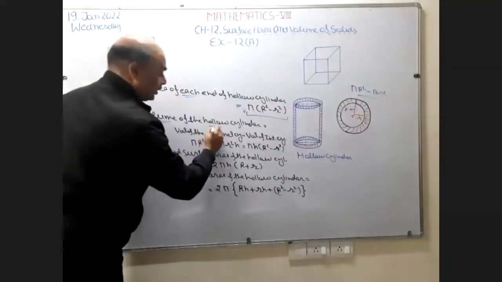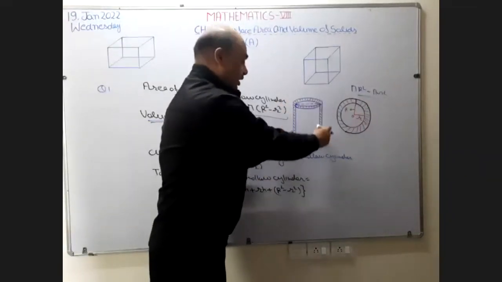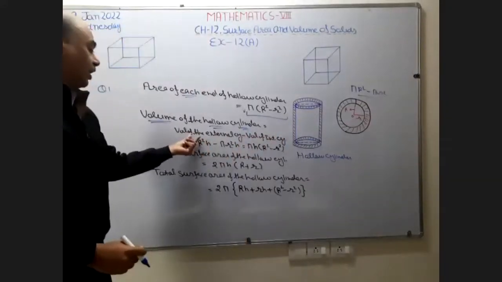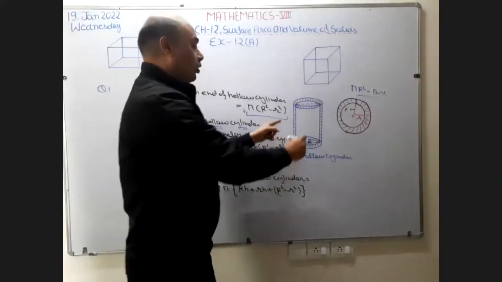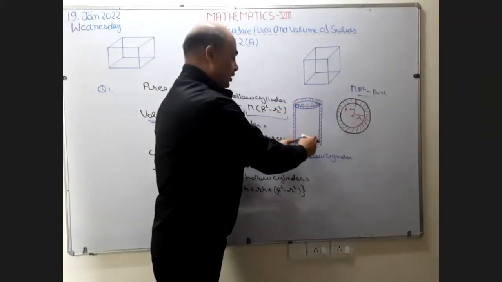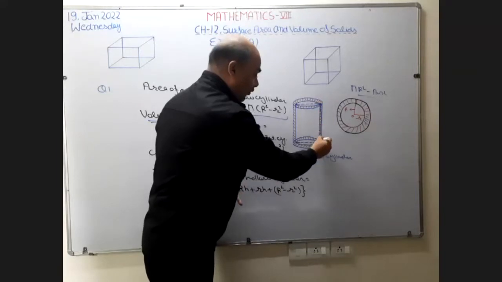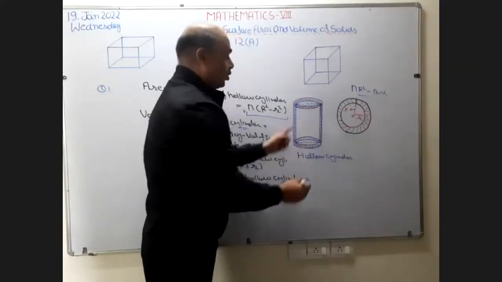Volume of the hollow cylinder. Now how are we going to find the volume of a hollow cylinder? Volume of the external cylinder minus volume of the internal cylinder. Okay. So written: volume of external cylinder minus volume of internal cylinder. When we subtract the volume of the internal cylinder from the external cylinder, so what is left? Volume of this pipe or hollow cylinder is left.